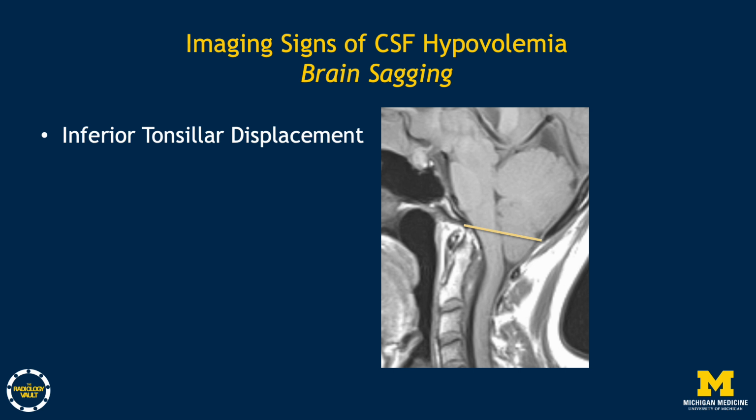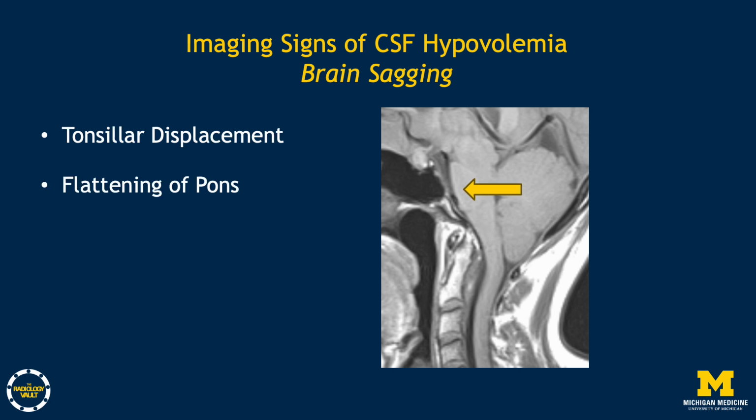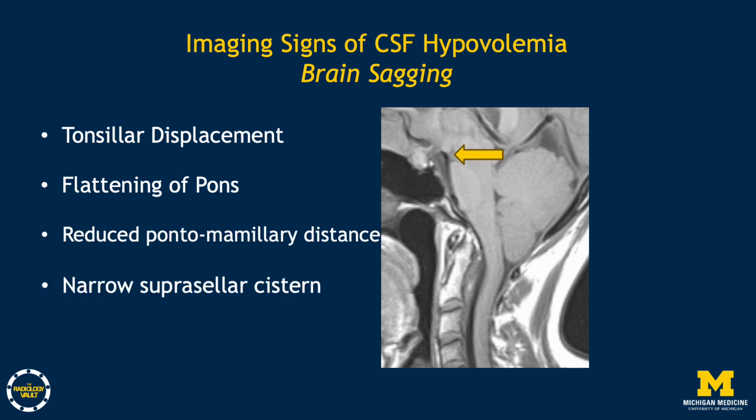Downward displacement of cerebellar tonsils is frequently the most noticeable sign of brain sagging. Presence of additional signs, such as flattening of the pons against the clivus, reduced pontomammillary distance, and narrowing of the suprasellar cistern can help differentiate inferiorly placed cerebellar tonsils resulting from SIH from that in the setting of Chiari 1 malformation.